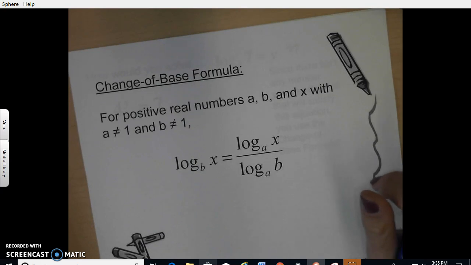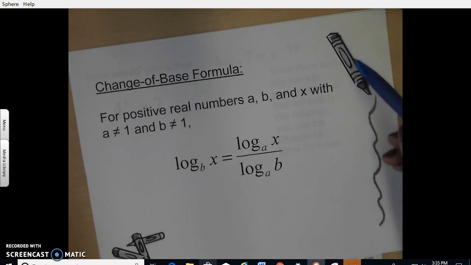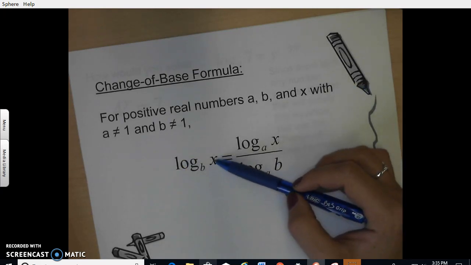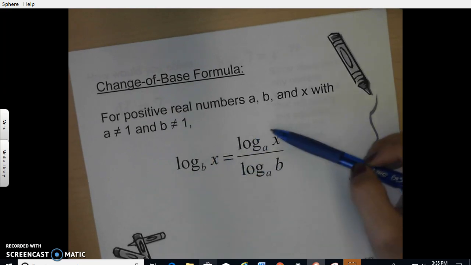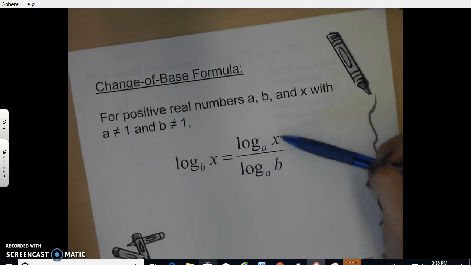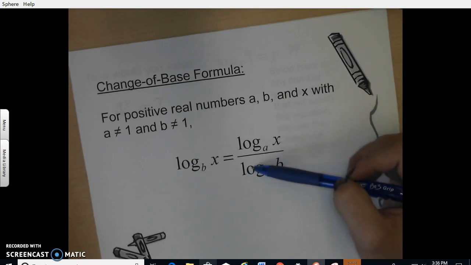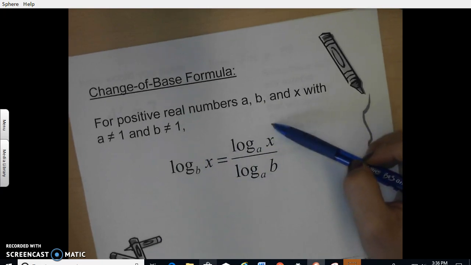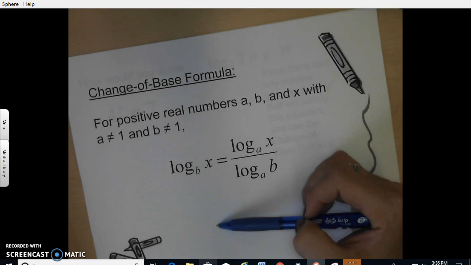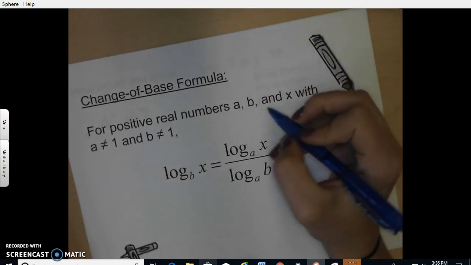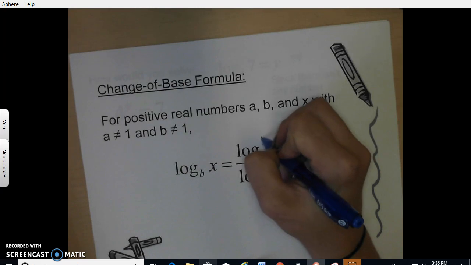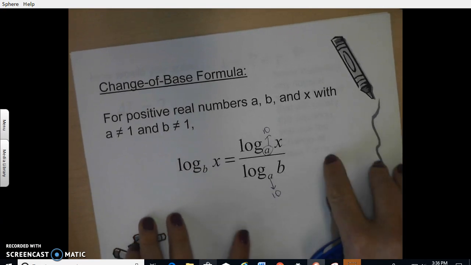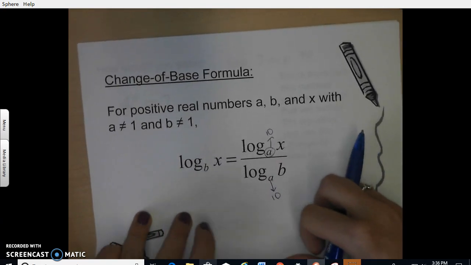Then we have the change of base formula. So the change of base formula will let us evaluate any log. So if we have log base b of x, we can rewrite it so that we have log, a common base, of x, over log, common base, of b. So the x would go in the front in the numerator, the base would go in the denominator. A is usually 10, our common base, but it can be any number as long as it is the same in both the numerator and in the denominator.